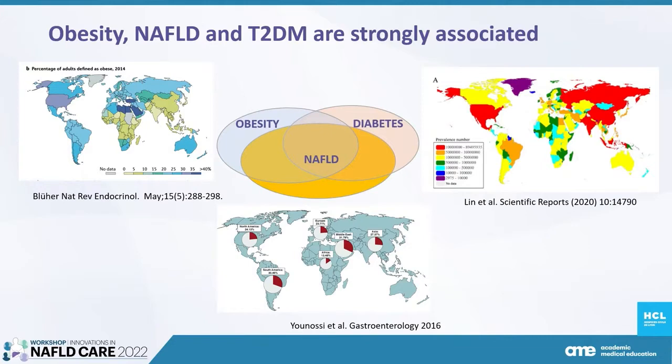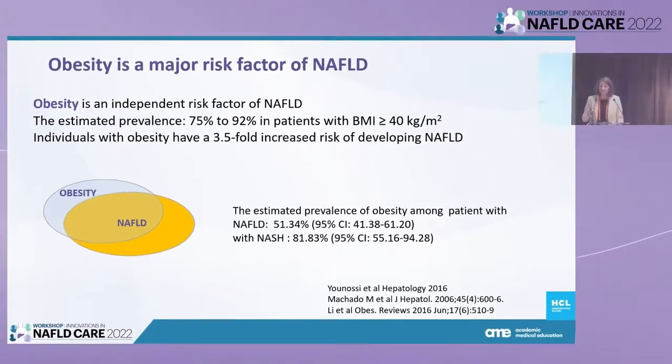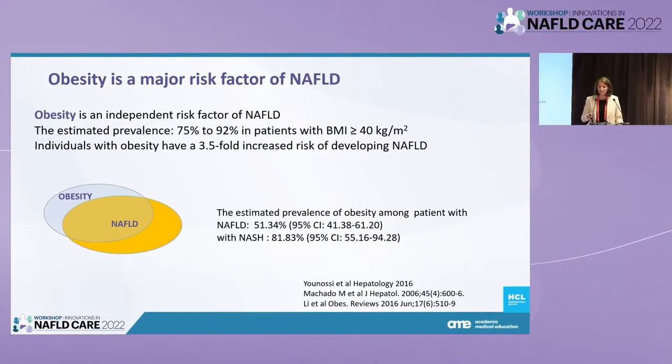So the way I wanted to address this issue is to start with the link between obesity and NAFLD. As we are all aware, obesity is an independent risk factor for NAFLD. There's a very high prevalence of NAFLD, especially in obese patients with BMI greater than 40 kilograms per meter square, and it goes up in bariatric surgery cohorts up to 92%.